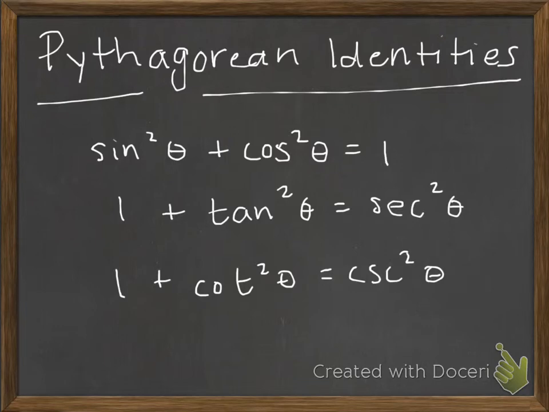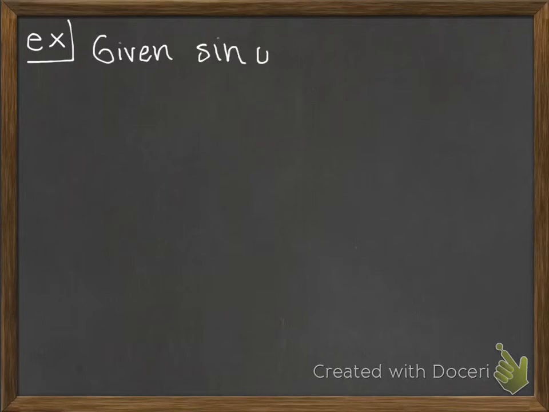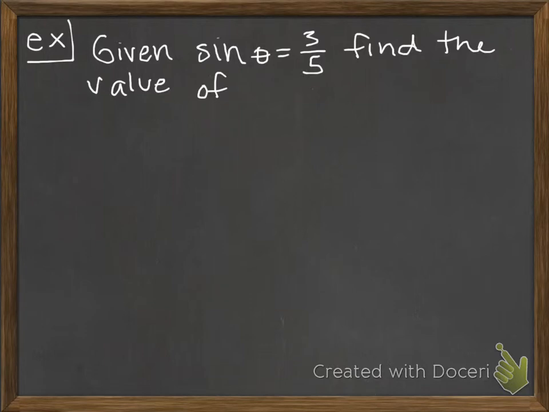So now, last set of examples I gave you 2 functions and you found the rest. Now I can give you just 1 function and you're able to find the rest of them. So for an example on this, the directions say, given sine of theta is equal to 3 over 5, find the value of cosine.